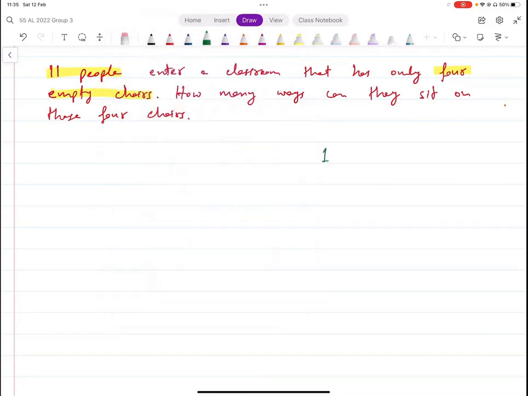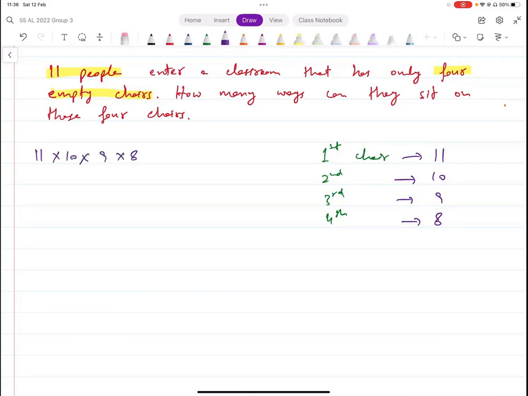How many chairs do you have? 4 chairs. First chair, second chair, third chair, and fourth. How many options do you have for the first chair? How many people can sit in the first chair? 11 options. For the second chair, we're left with 10 people. For the third, we're left with 9 people. For the fourth, we're left with 8 people. So it's going to be 11 into 10 into 9 into 8.